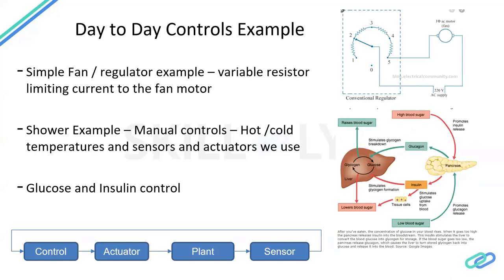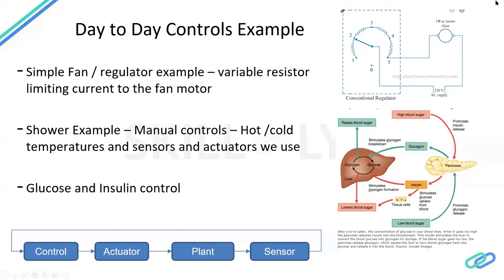Day-to-day controls example. You sit at your home, and you feel hot, and you go and play with your fan regulator. So this is the olden days where you have the knock-knock, where you change the plug point or change the points on your fan. You say level one, level two, level three.